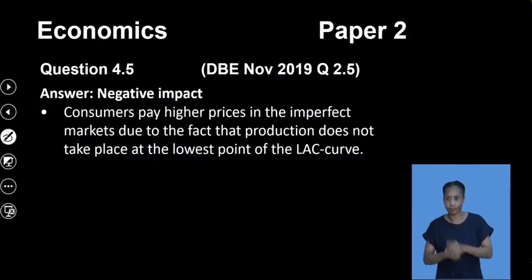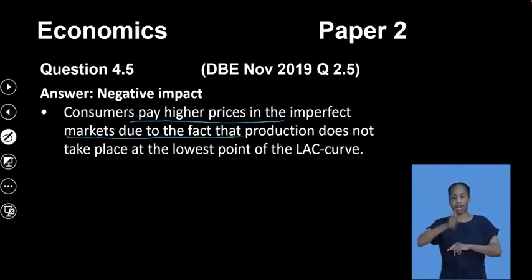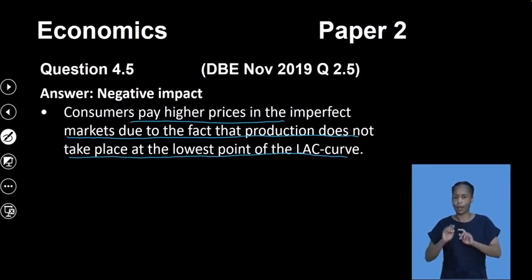Let's continue. We're still looking at our negative impact. It says consumers pay higher prices in the imperfect markets due to the fact that production does not take place at the lowest point of the long run average cost curve there. That is our LAC there, at the lowest point of our LAC there. Right, so normally, again, we're still explaining the higher prices there. To say imperfect markets or consumers normally pay higher there because these guys are not efficient in terms of production there. Those are some of the negative effects.